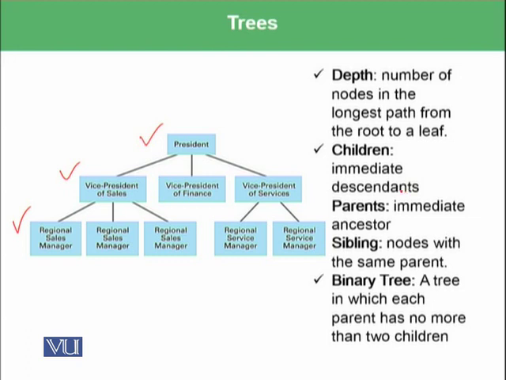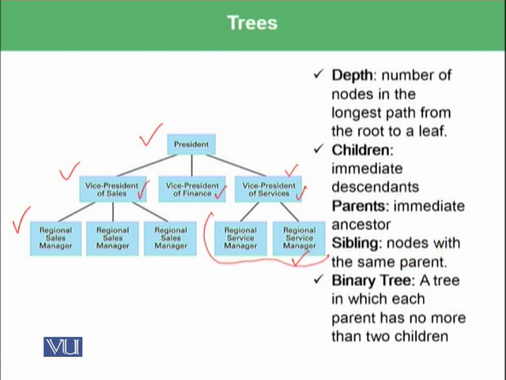Then children, the immediate descendants, are known as children. So for example, what are the children of the president? There are 3 children of the president: vice president of sales, vice president of finance, and vice president of services. Then parent, the immediate ancestor, is called the parent. So for example, a regional service manager has a parent, the vice president of sales.